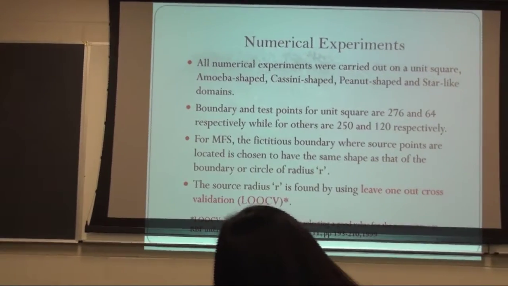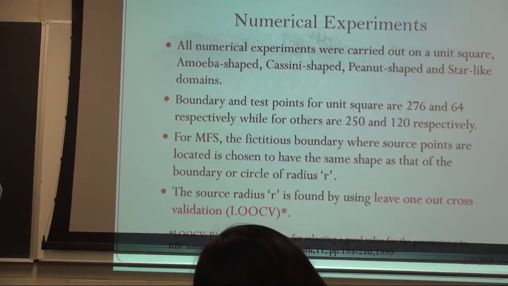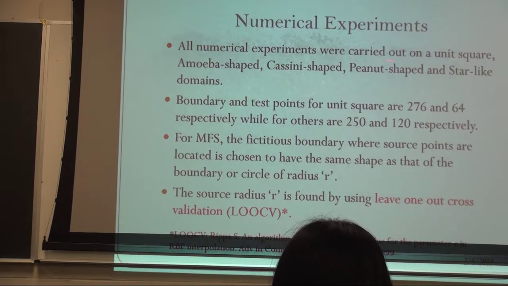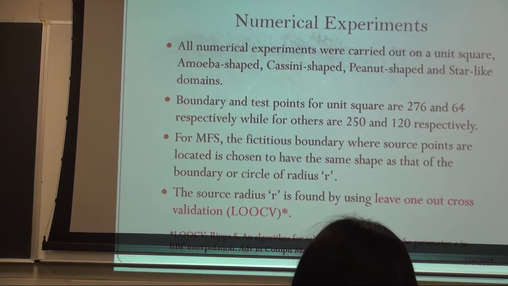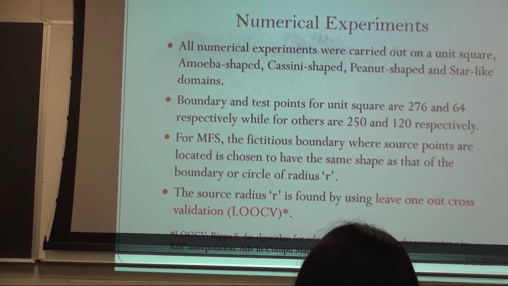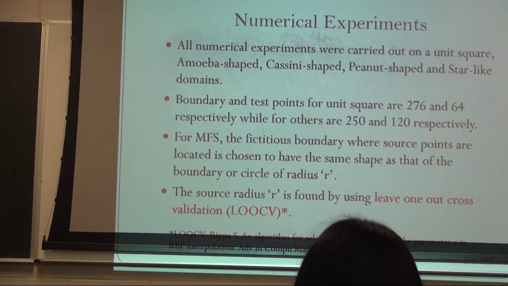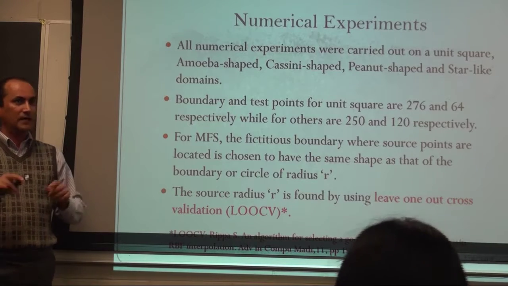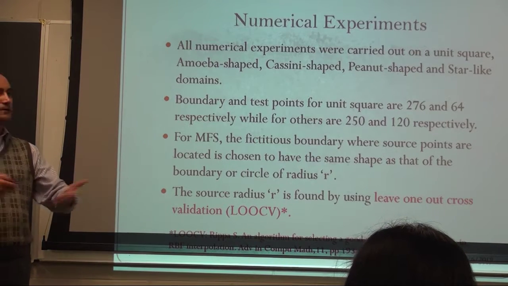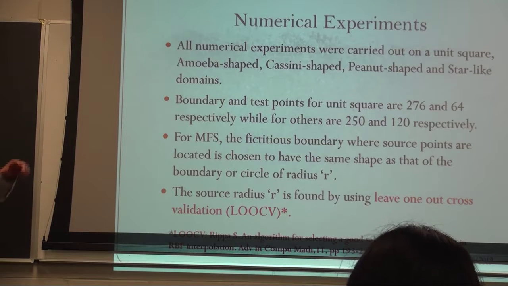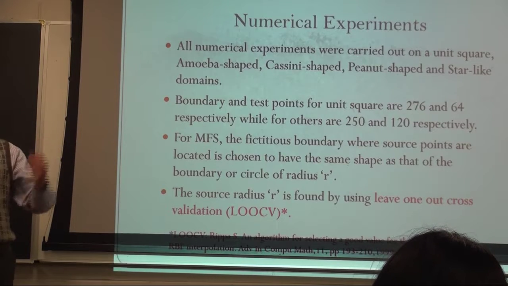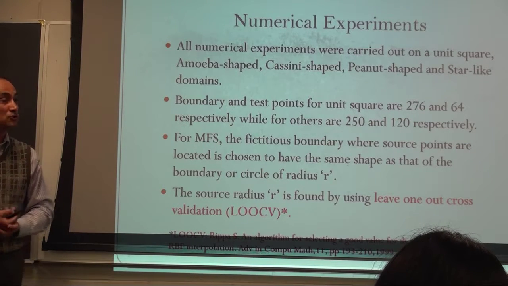There are some technicalities: where did we perform our numerical experiments? That is carried out on a unit square, and then amoeba-shaped, Cassini-shaped, peanut-shaped, and star-like domains. These are the computational domains. Some are irregular. Of course, if you use the rectangle -1 to 1, you will get high accuracy, but we are still getting high accuracy when we perform our experiments on these irregular domains.